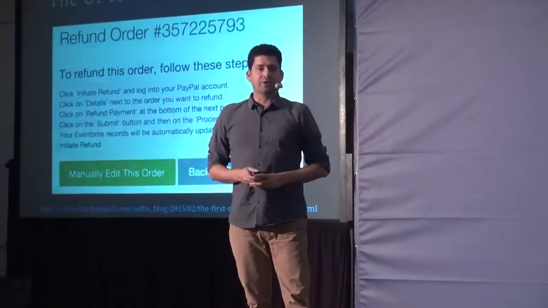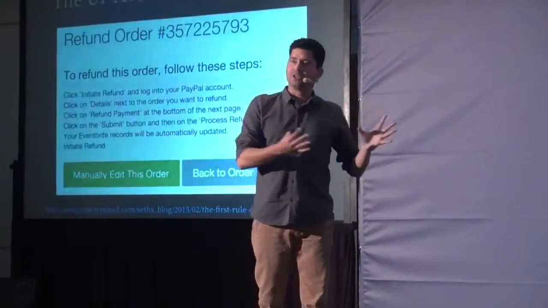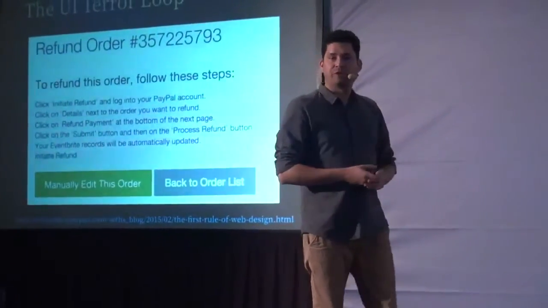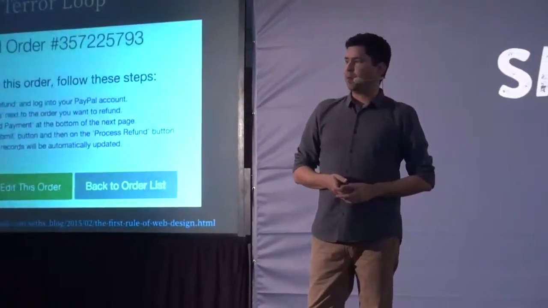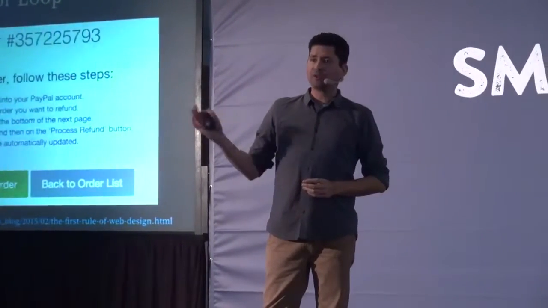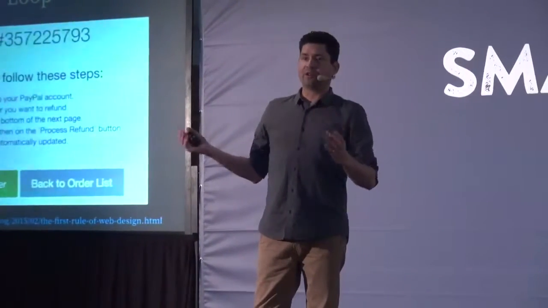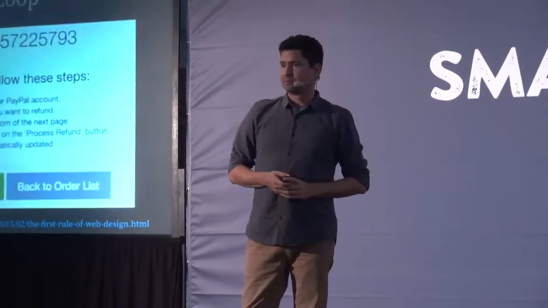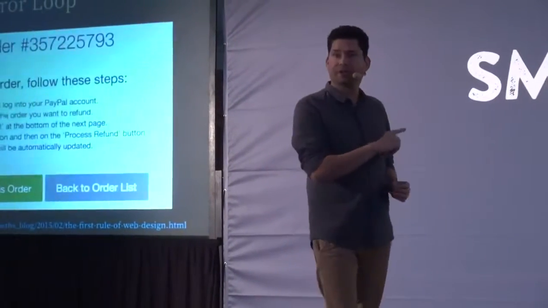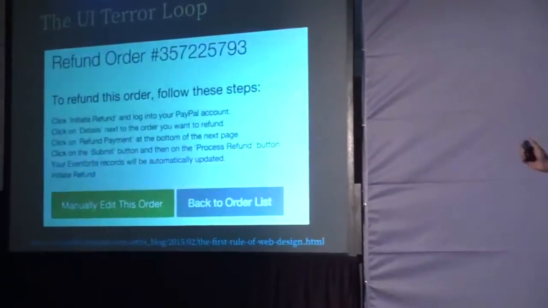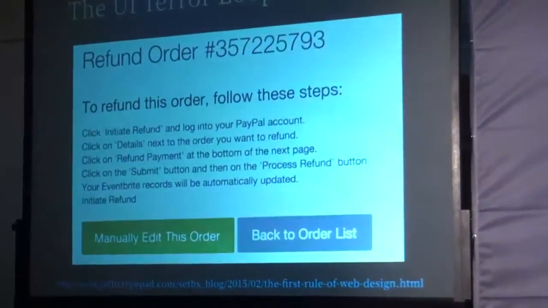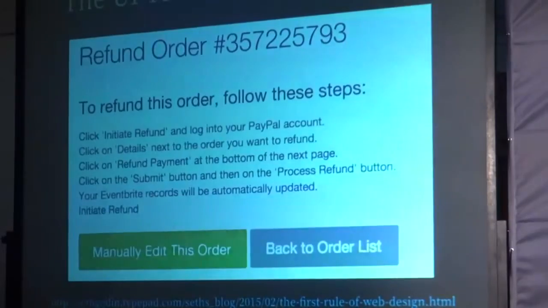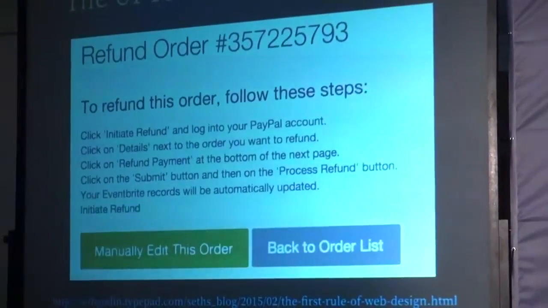This is a refund screen. This is the screen you come to when you want a refund for a particular web app. And what's the first thing that stands out on this page? Call it out for anybody. The button, right? The green button. That stands out. But does it have anything to do with getting a refund? Not at all. It says manually edit this order.